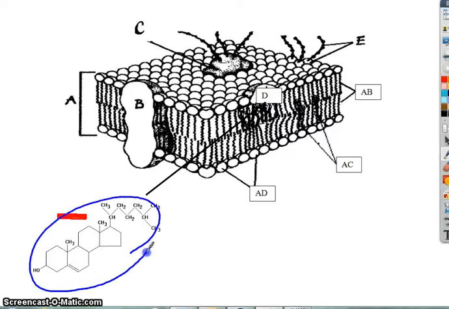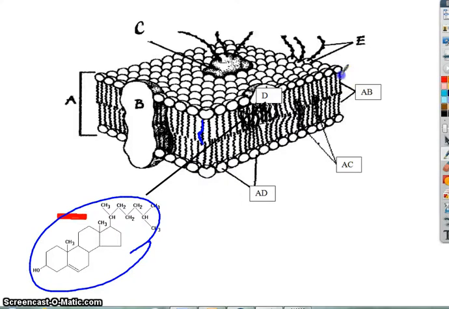Number 1, this is cholesterol, which is a steroid. Only in animal cell membranes, not in plant cell membranes. But what it does is it helps to keep the fluidity of the membrane, keep it fluid at low temperatures. Unsaturated fatty acids do the same thing. Remember, they cause kinks. The double bonds cause kinks, and that also helps it to remain fluid.